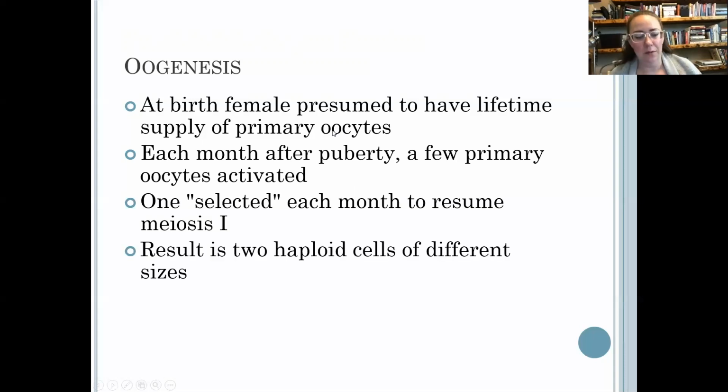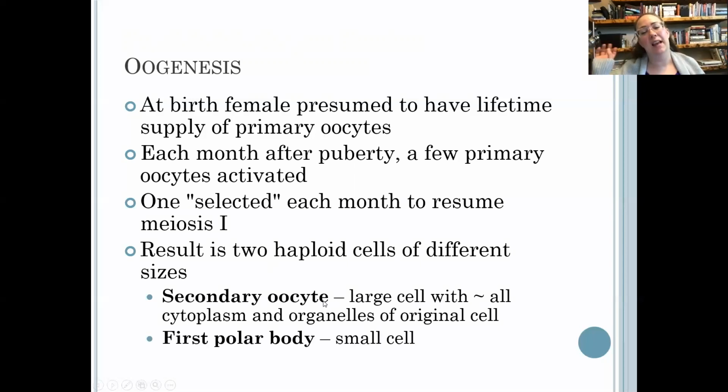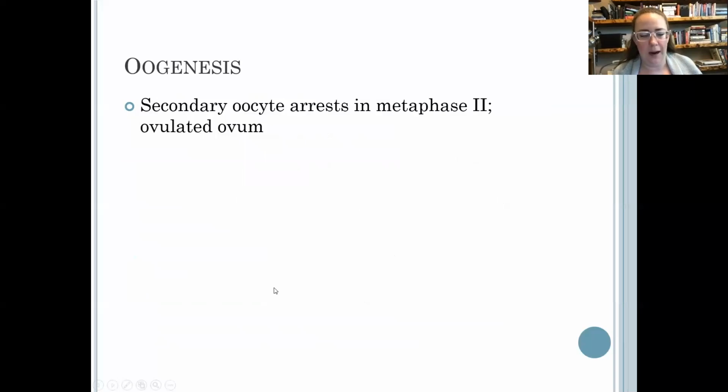One is selected and it resumes, and it creates 2 haploid secondary oocytes at the very end of that. It's a large cell with all the cytoplasm and organelles that a typical cell will have. And then the second cell that comes off of that meiosis event is called a polar body. This is a very tiny cell. It is not going to develop any further than that. We'll see what that looks like here in just a second, right?